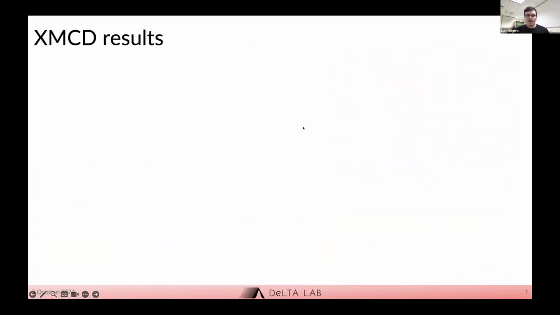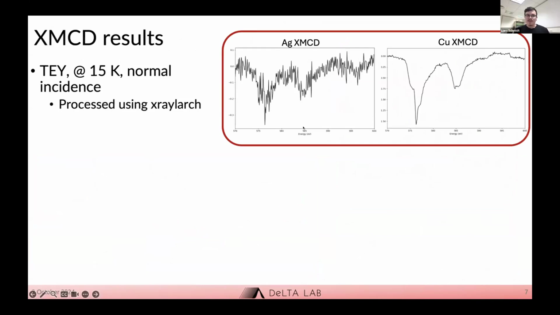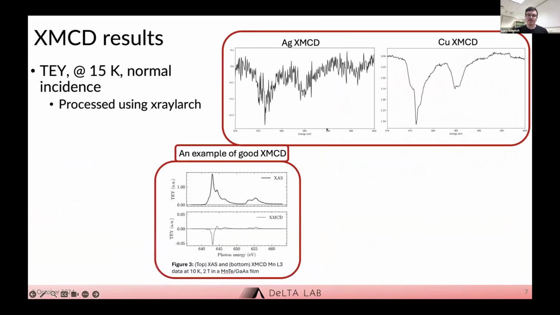So here are some of our preliminary XMCD results taken at 15 Kelvin at normal incidence. We processed these results using an existing library, Xraylarch, where we removed the background, normalized, and created fits using Gaussian peaks and step functions for each edge. Unfortunately, the data had a complicated higher order nonlinear background. The fluorescence yield was not reliable, and these shortcomings are reflected in this noisy XMCD data.